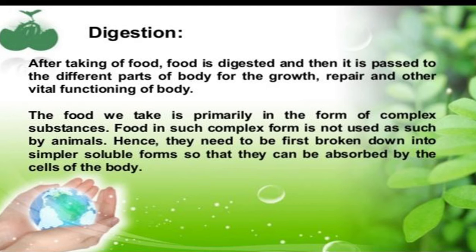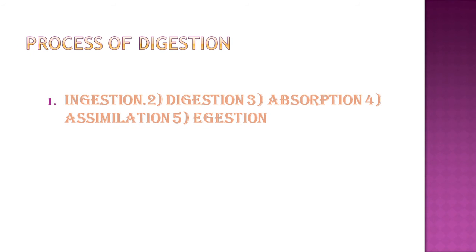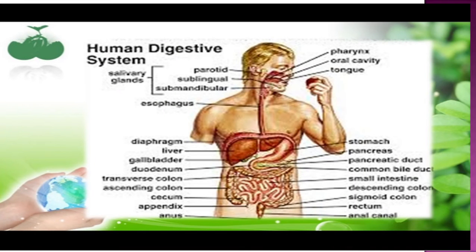Hence, they need to be first broken down into similar soluble forms so that they can be absorbed by the cells of the body. Process of digestion: ingestion, digestion, absorption, assimilation, and egestion. And this is a part of the human system.